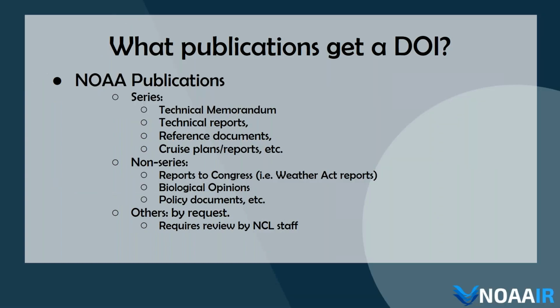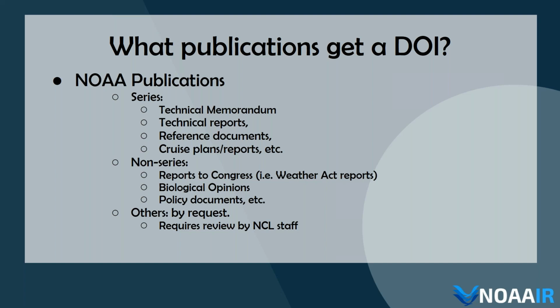So to get into that a little bit, what publications get a DOI? We are only able to assign DOIs to NOAA publications. So if you are looking for a DOI for your journal article, the publisher that you are submitting to will assign that DOI. We cannot assign DOIs to that.